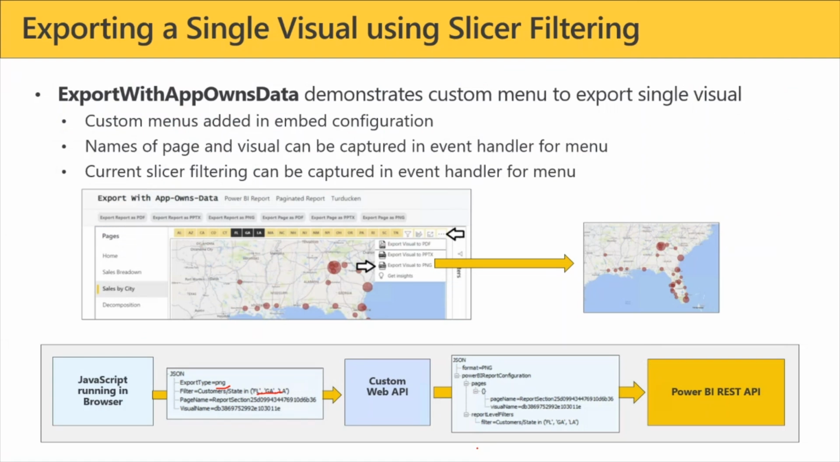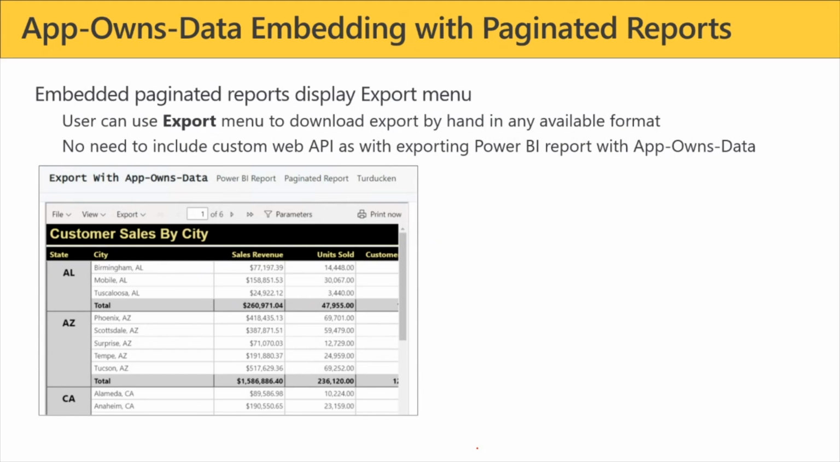So what you see in AppOwnsData embedding is that there's no toolbar to do a simple export. So you have to create a fairly elaborate architecture, with a middle tier web API entry point, so that your JavaScript can call back to your entry point and the service principal can get the filtered information and do things. Okay, now let's look at an easier way to do that.